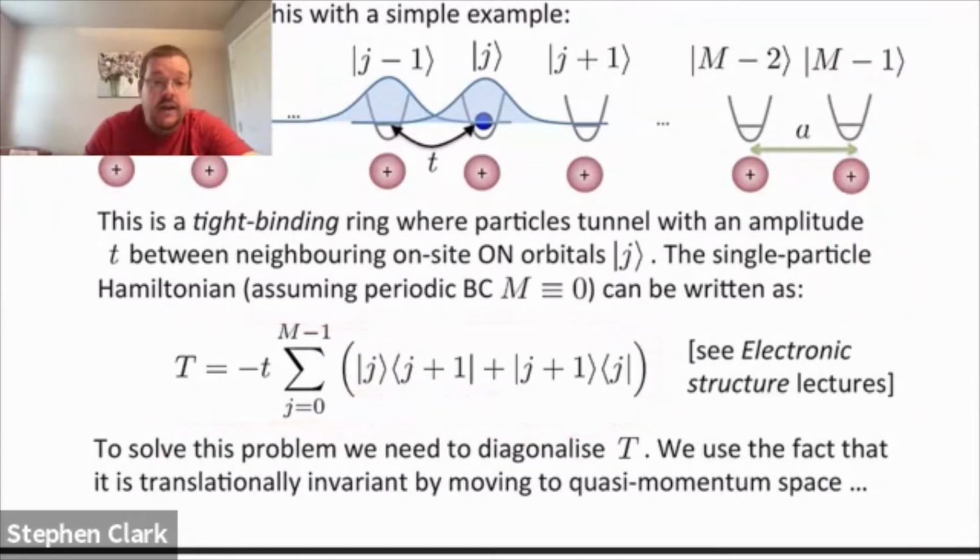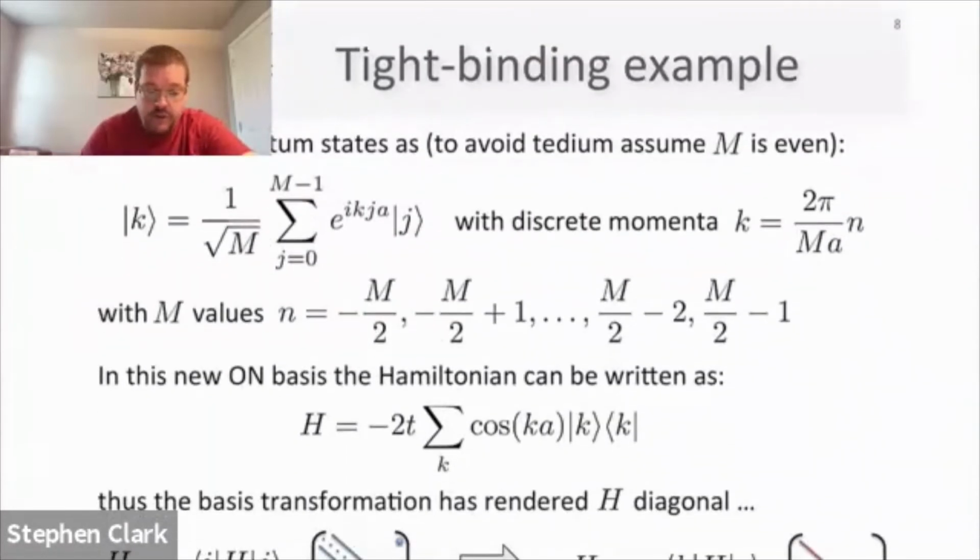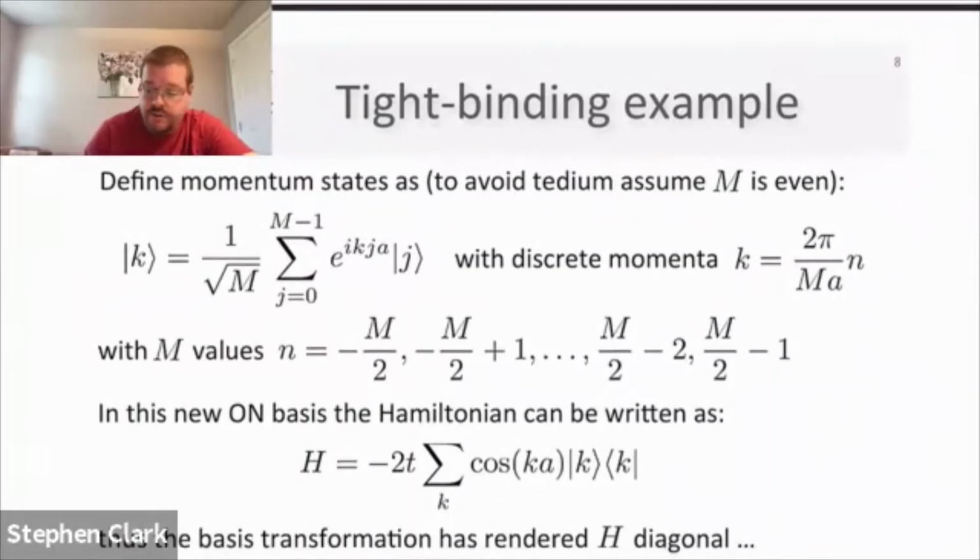And we need to diagonalize this matrix. It's not diagonal. It's got off-diagonal elements to it. And it's easy to diagonalize this because of its translation invariance. We can use quasi-momentum states. And if we choose M to be even to avoid some tedium, basically you have single particle states which look like this.